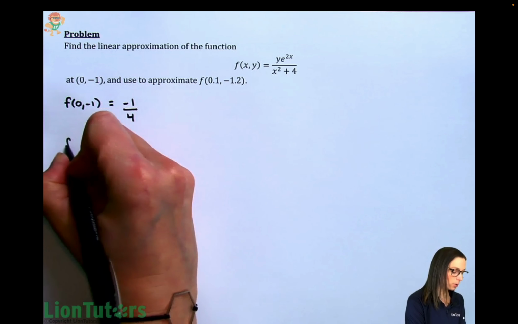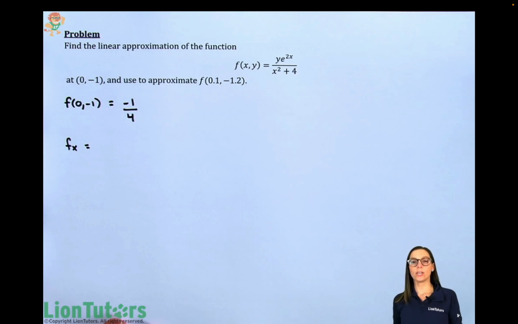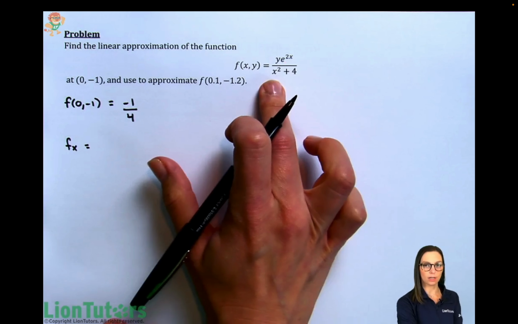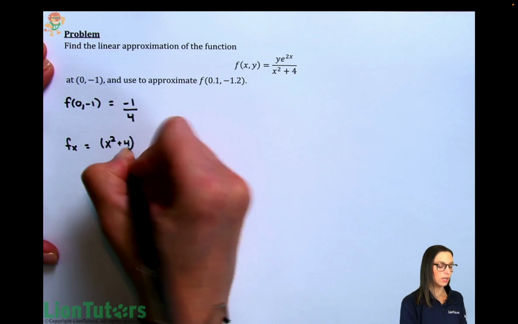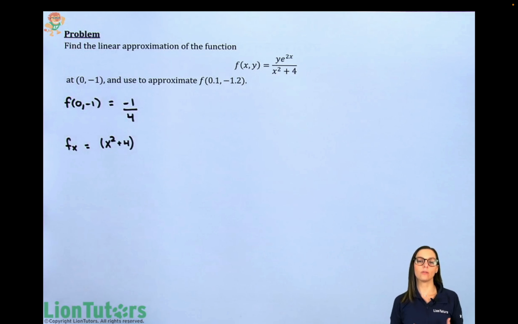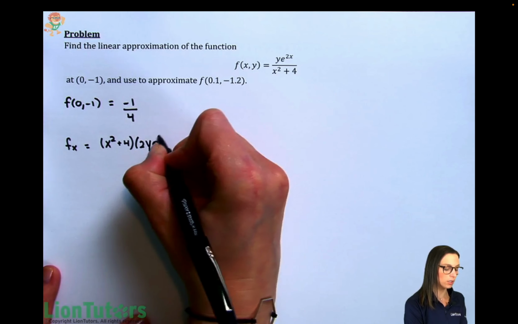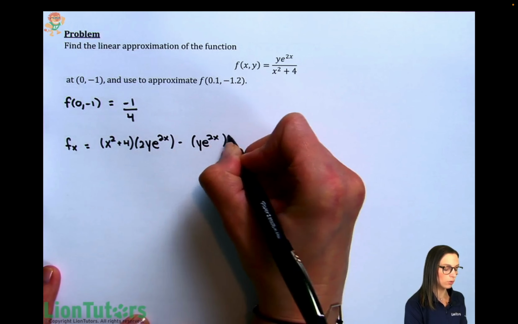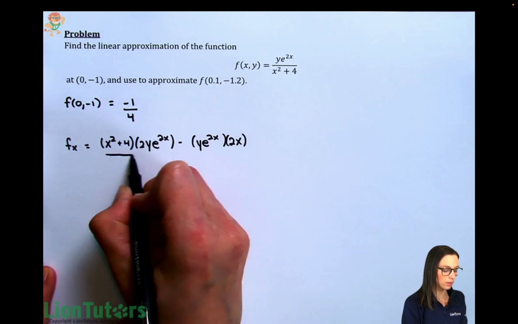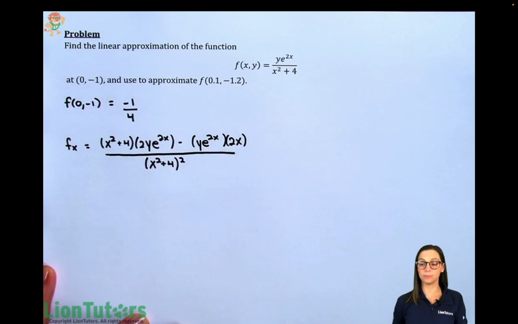So if we want to find our partial with respect to x, in this case, we're going to have to use a quotient rule because we have x's on top and x's on bottom. So to use the quotient rule, it's going to be bottom left alone times the derivative of the top. Now we're taking the derivative of the top with respect to x, so we're treating y just like a number. So the derivative of e to the 2x would be 2y e to the 2x, minus top left alone times the derivative of the bottom, which is 2x, all over the bottom squared.